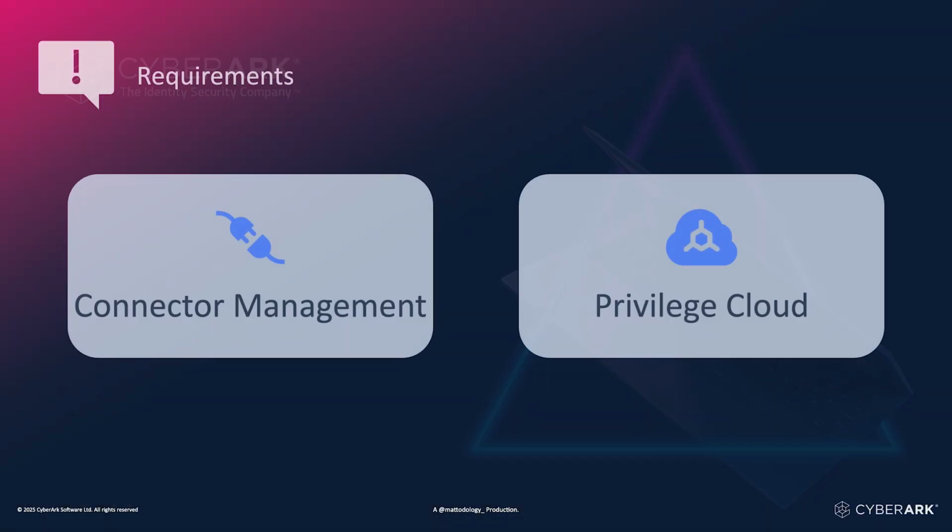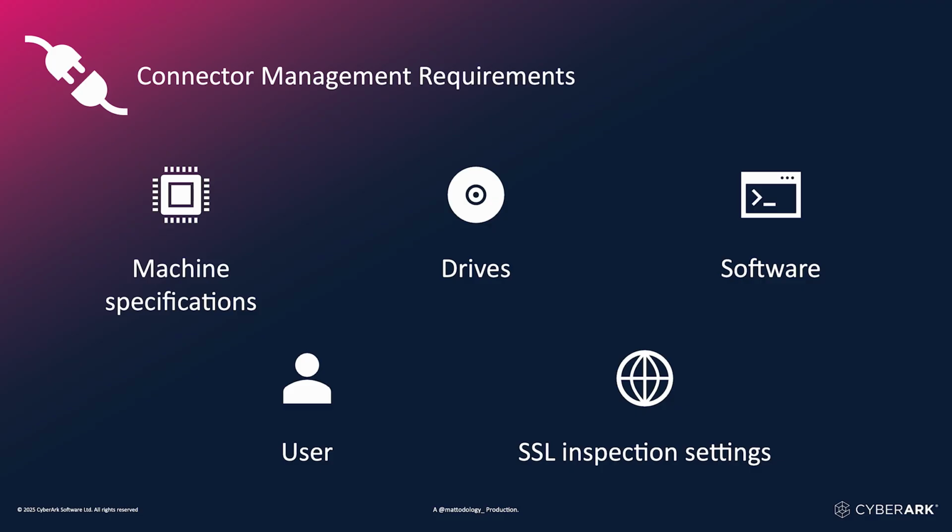First, review both connector management and Privilege Cloud requirements. Verify your machine specifications align with CyberArk's guidelines, ensuring your operating system is supported, your drives have sufficient space, and all necessary privileges are provisioned for required users. Also, double-check your network settings and security policies, including SSL TLS inspection bypass for AWS IoT Broker where needed.